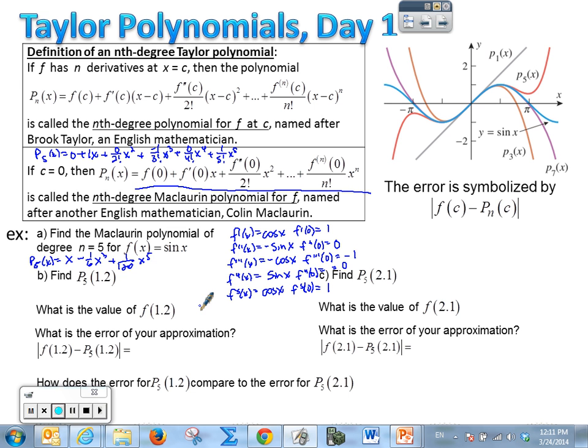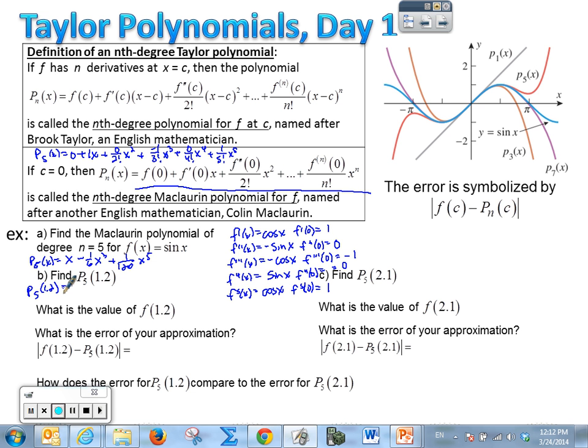This is represented over here on the graph by this red one right here. This one is the fifth degree polynomial for sine. This is a graph of it, just so you can see how it looks. It's a pretty good representation. It matches sine until about right in here, and then the error starts becoming greater. So if they ask us to find P5 of 1.2, they're asking us to substitute 1.2 into our polynomial and get our decimal approximation.